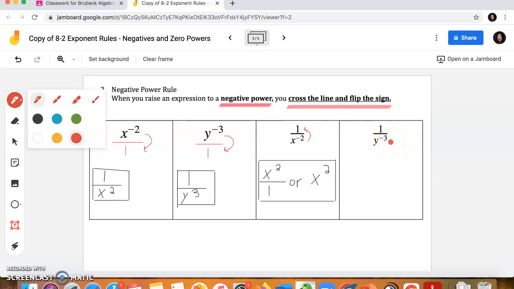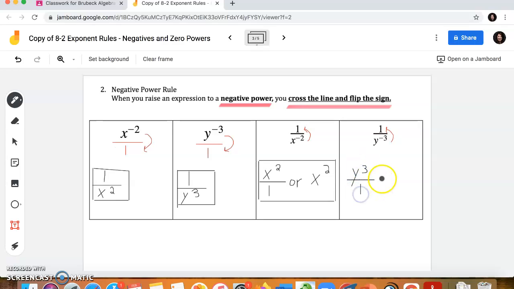Then the very last one, again, we already have a fraction, so we need to bring that Y up so we can get rid of that negative exponent. And when we do that, the Y is then going to be on the top. The 3 becomes a positive exponent, and then we can put a 1 on the bottom. Or you can just write this as Y to the 3rd. Again, I will take either answer. Just write it the way that makes the most sense for your brain.